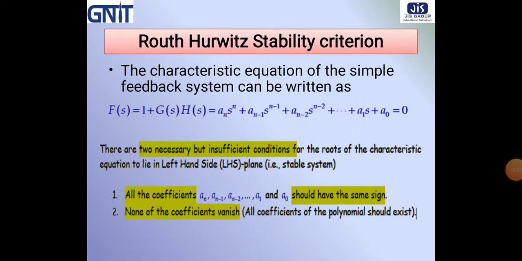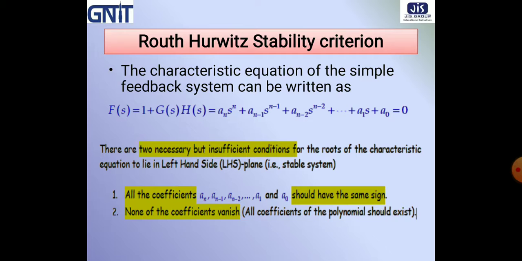Moving to today's topic, that is Routh-Hurwitz criteria or Routh-Hurwitz stability criteria. Now, the characteristics equation of a simple feedback control system can be written as F(s), that is transfer function, F(s) is equal to the characteristics equation is equal to 1 plus G(s) into H(s). Or in general, we can write a_n s to the power n plus a_(n-1) s to the power n minus 1, plus a_(n-2) s to the power n minus 2, like this way, and it will end at a_0 is equal to 0. This equation is termed as characteristics equation, where the order of the system is n, that is nth order characteristics equation in general.